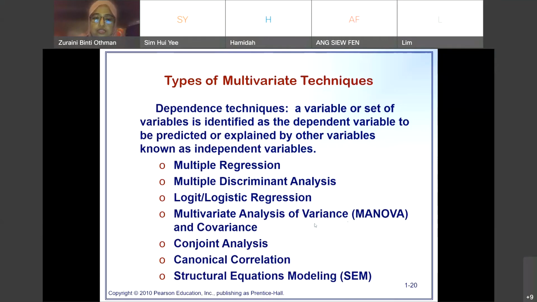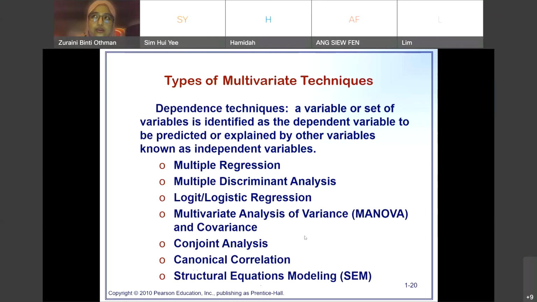Okay, what is the example of this case? And we will cover it after, in the next chapter. Then conjoint analysis. This is a technique involved in the dependence techniques. And other than that, there are canonical correlation and structural equation modeling.